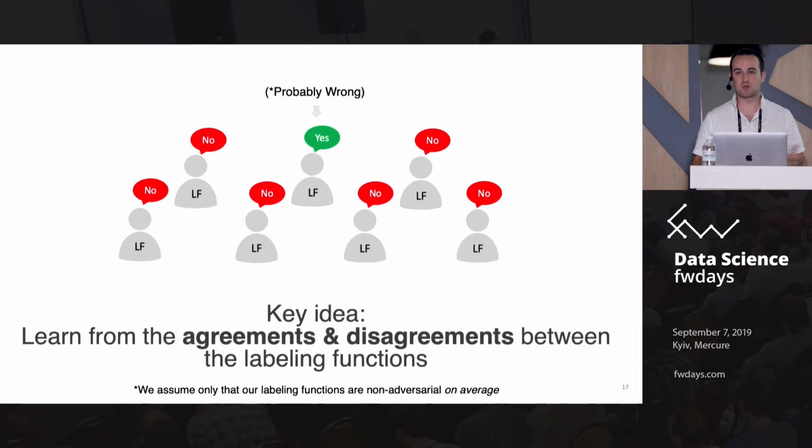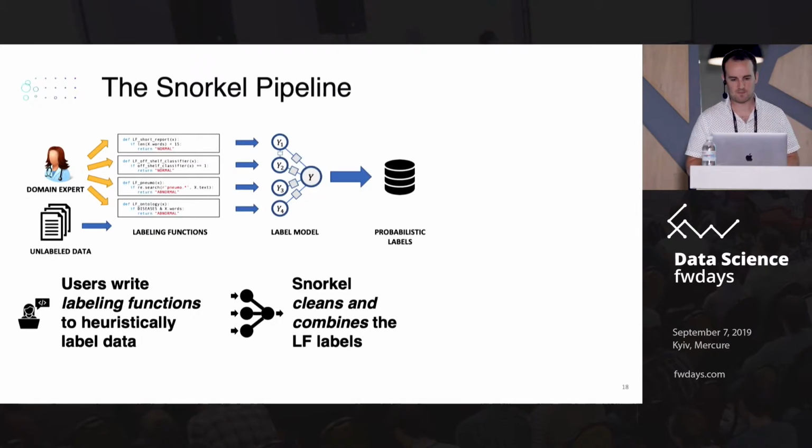But the basic intuition that we're going to use is that on average, our labeling functions are non-adversarial. That on average, they're better than a random guess. And so the more frequently that a labeling function is disagreeing with others, the less likely we should be trusting it. And this harkens back to a lot of classic results on mixtures of experts or crowdsourcing and how you combine lots of noisy sources and learn when to trust them.